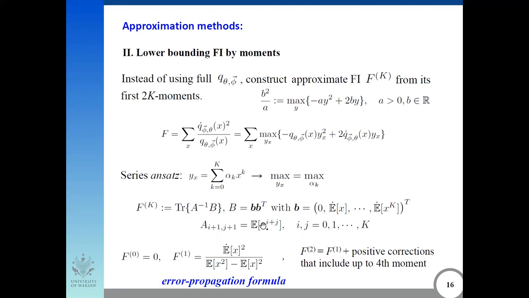And then A is just a square matrix with moments of different powers. So in particular, if you work it out for, let's say, k equals 0, k equals 1, you'll find that k equals 0 tells you that the Fisher information has to be larger than or equal to 0. Everyone knows. The first one tells you that, interestingly, it recovers the so-called error propagation formula. And then the second one will include more and more corrections from the higher moments. So the error propagation formula includes only the mean as well as the variance.